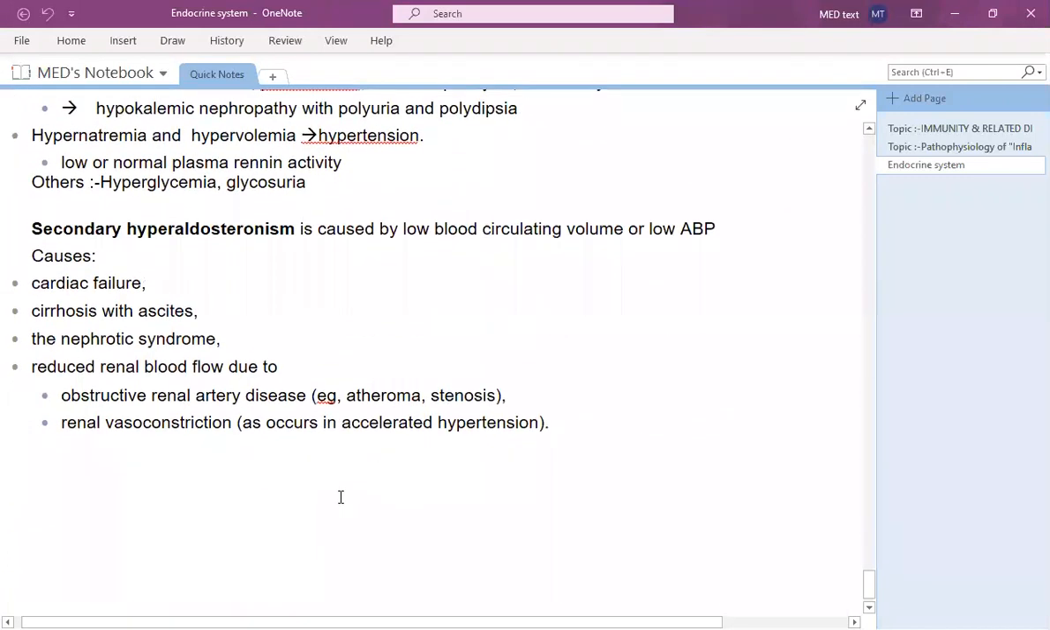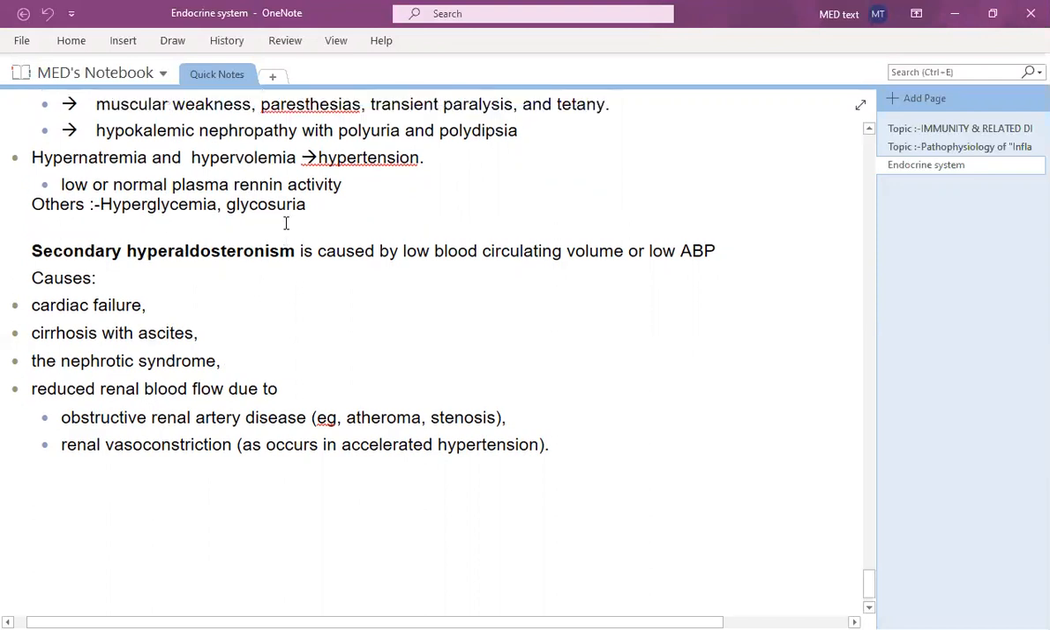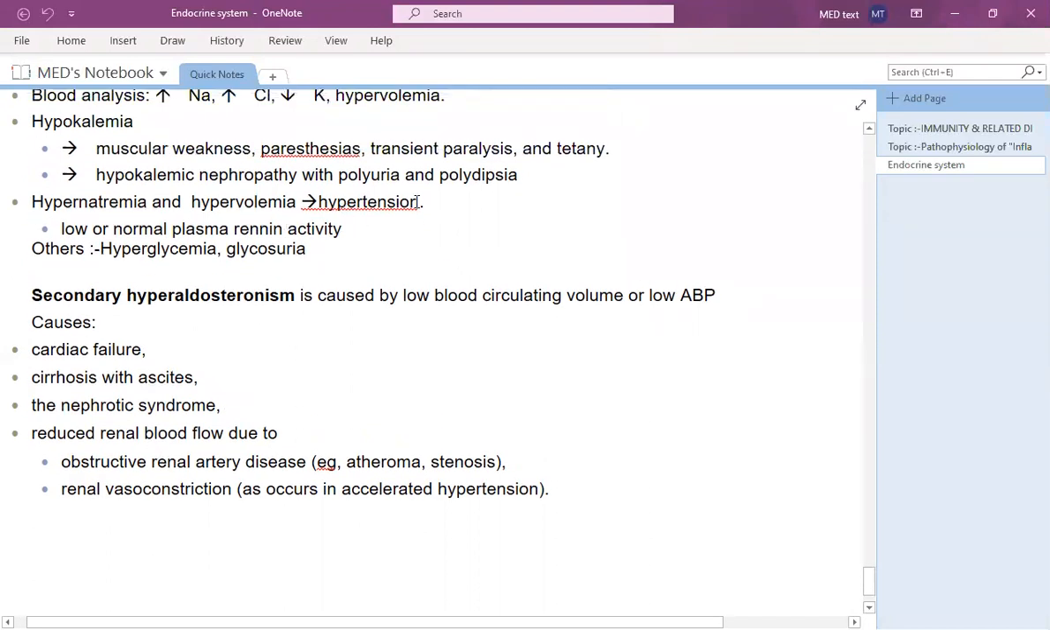All right, moving on to the last part of our video, that is secondary hyperaldosteronism. Secondary hyperaldosteronism is caused by low circulating blood volume or low arterial blood pressure. So it can be due to renal artery stenosis or due to ascites, that is excessive fluid development in the abdomen, cardiac failure, nephrotic syndrome, and renal vasoconstriction. These can trigger hyperaldosteronism so that the blood pressure can come to normal.